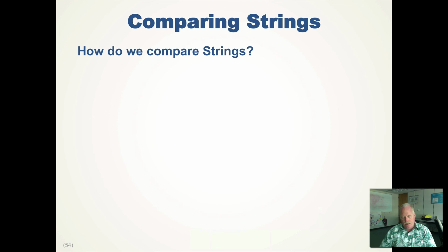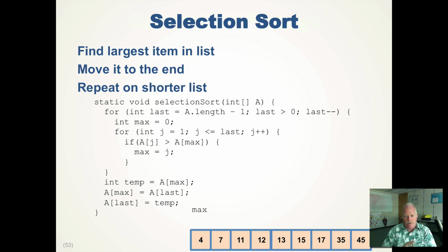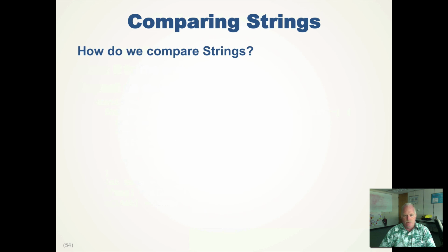So we've been talking about less than and greater than, and we've been using ints. Now here we can do it in ints. All our arrays have been ints. You could do it with doubles, you can do it with floats, you can do it with longs, but these are all primitive types, so we can use the less than and greater than sign. But how do we compare strings?